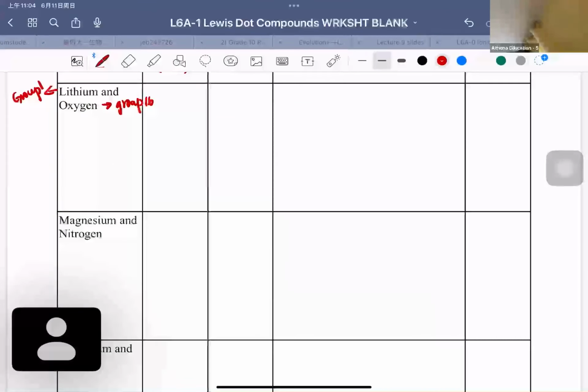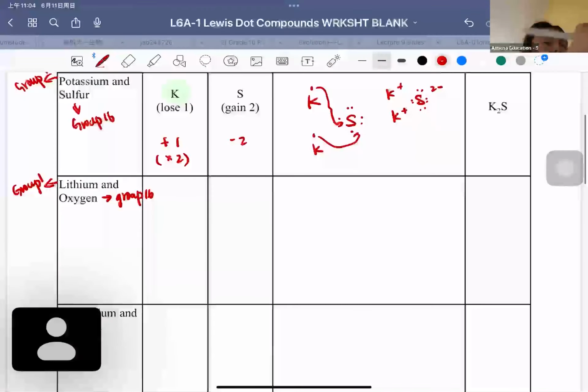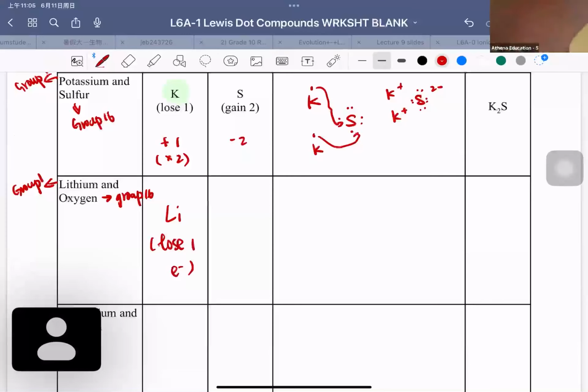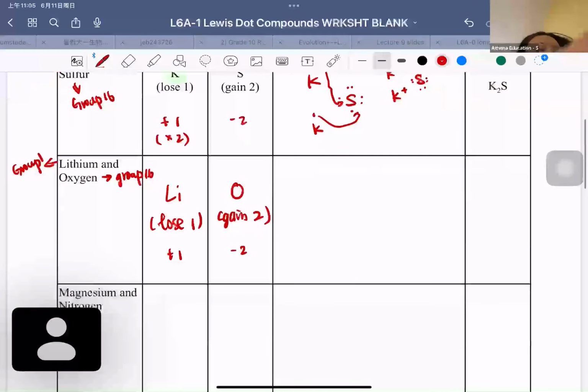I have lithium and oxygen. Lithium is Li. It's group 1, so it will lose 1 electron and become a positive 1 charge. Oxygen will gain 2 because it's a group 16 element. It has 6 electrons already, so it will gain 2 and become -2. Again, it's the same ratio as before. You just times 2 for the lithium.